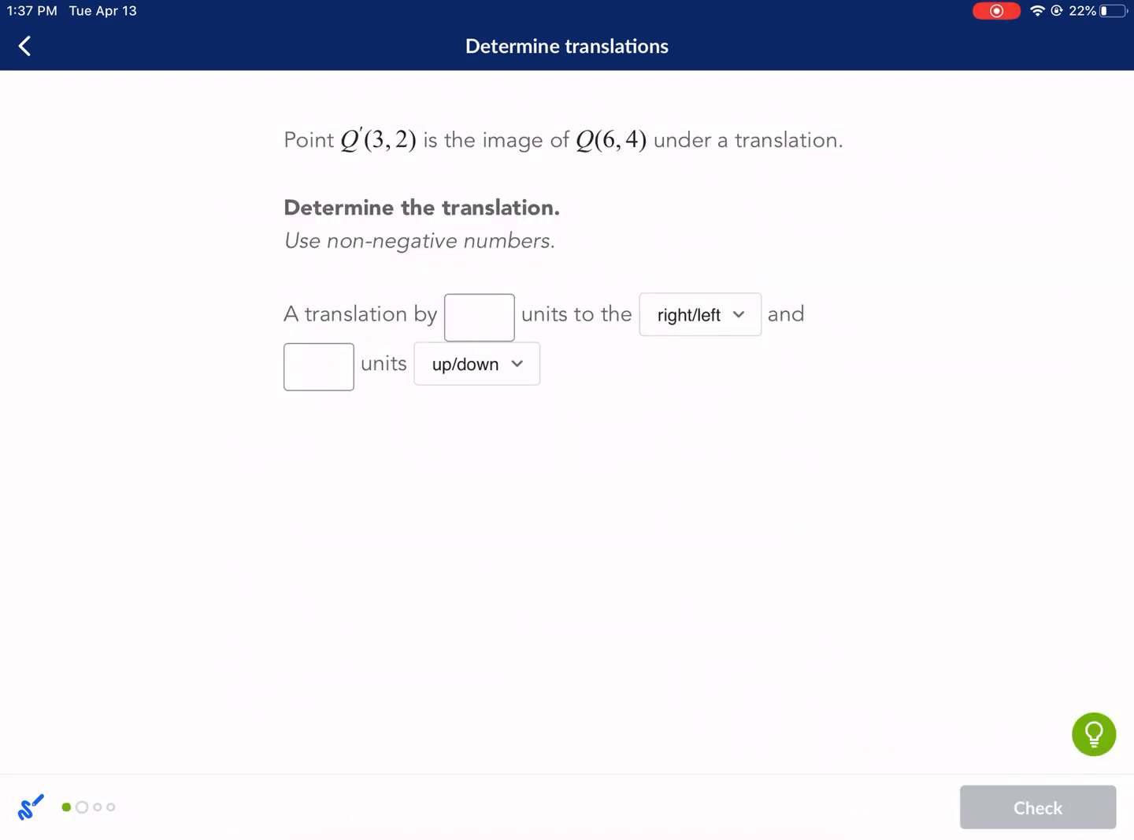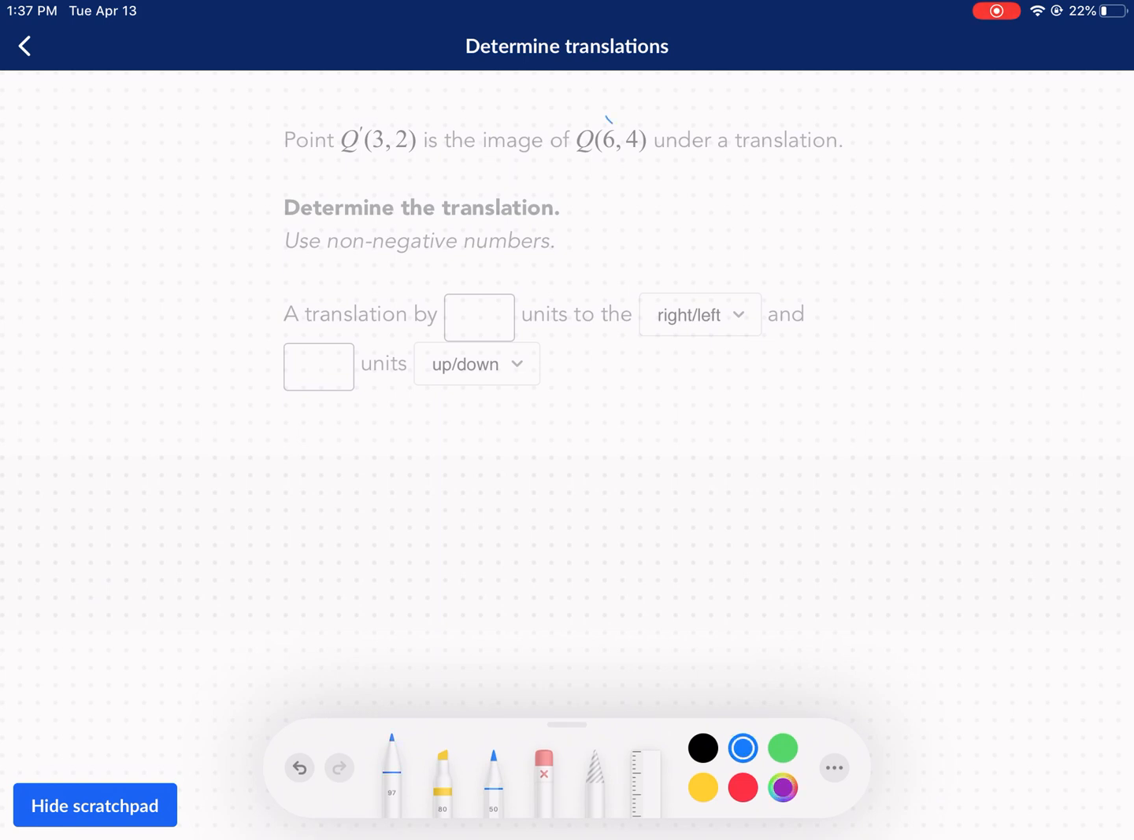Q prime, 3, 2, is the image of Q, 6, 4, under a translation. So basically it's asking, if this is our X and this is our Y, how does it change from this to this? Well, we subtracted 3 to get to 3, and then we subtracted 4 to get to the new Y. So we subtracted 3 and 4, respectively, X and Y. So that's what we're going to type in. But keep in mind that a negative X means we're going to the left, and a negative Y means we're going down.